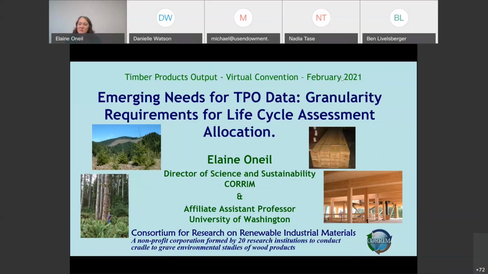Are the slides disappearing for everybody? Nadia said the slides disappeared for her. No, we can see them. Okay. Sometimes it's an individual bandwidth thing. So sorry about that, Nadia. Okay. I just wanted to make sure.